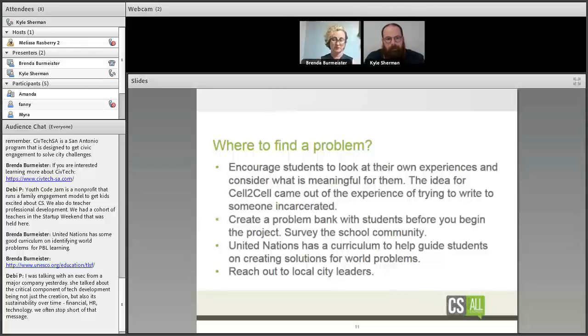As we talked about earlier, me and my group during Startup Weekend created this company called Cell to Cell, which is an idea to make correspondence with incarcerated people easier and more authentic. Unless you have had to go through the process of communicating with someone who is incarcerated, who's in prison, you may not know of the real problem there is.